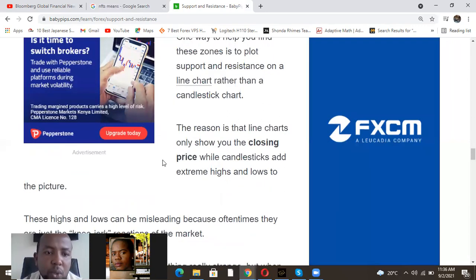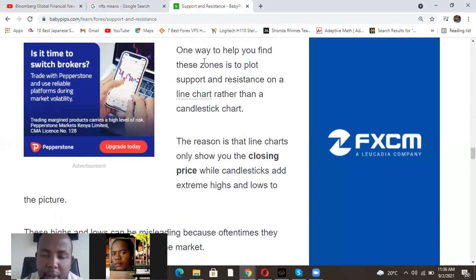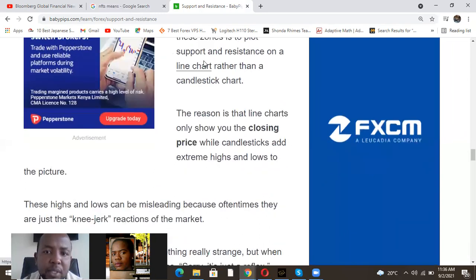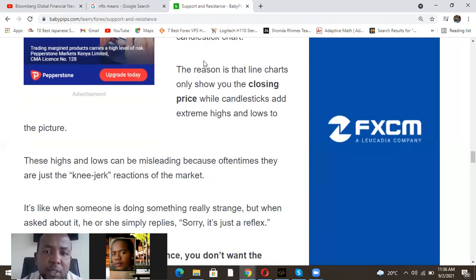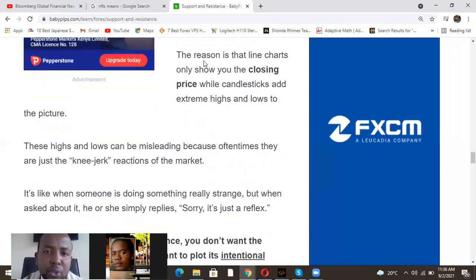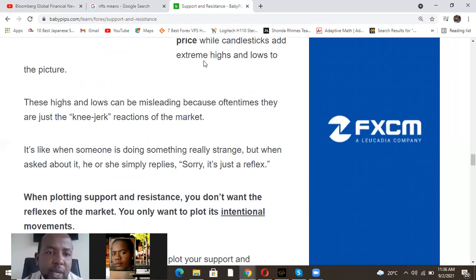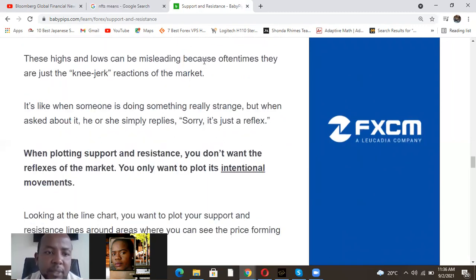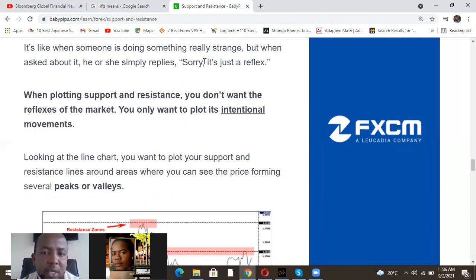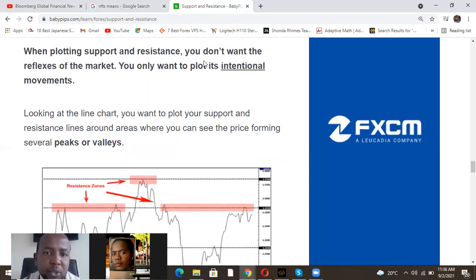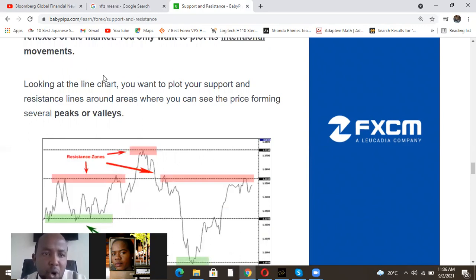One way to help you find those is to plot support and resistance on a line chart rather than a candlestick chart. The reason is that line charts only show you closing price, while candlesticks add extreme highs and lows. These highs and lows can be misleading. In plotting support and resistance, you don't want the reflexes of the market. You only want to plot the intentional movements.